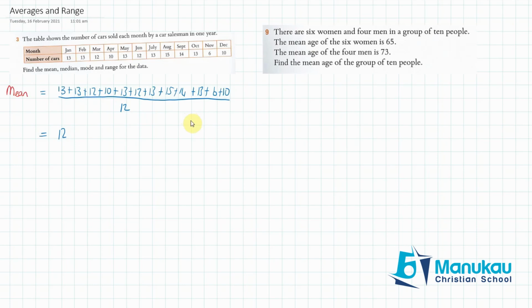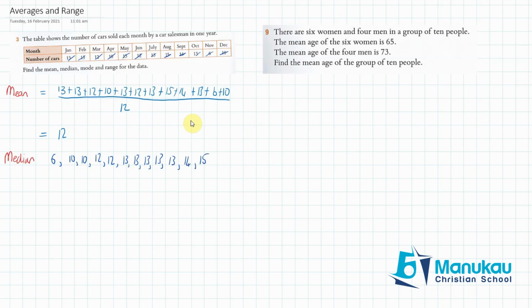Now we'll look next at the median. For the median, what you want to do is line your data up in order. So I'm going to do that now. Okay, 6 is my smallest. My next smallest, I've got a couple of 10s, so I'll cross them out there, 10, 10. And then I think 12 is next, so I've got 2 12s. And then I've got 1, 2, 3, 4, 5 13s. Yep. And then I've got a 14, and then I've got a 15. So write those down there.